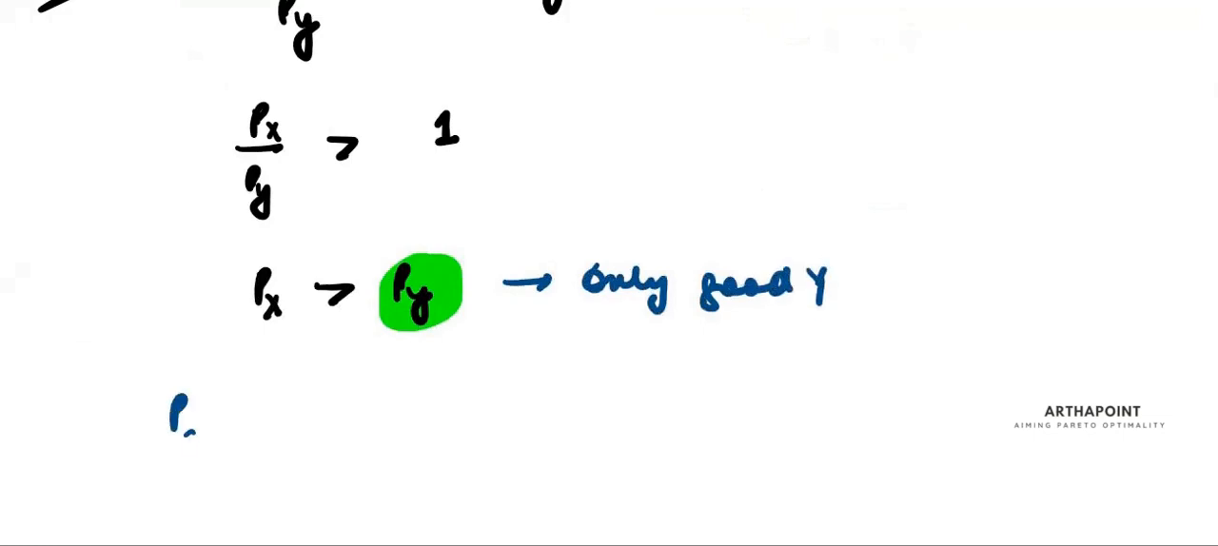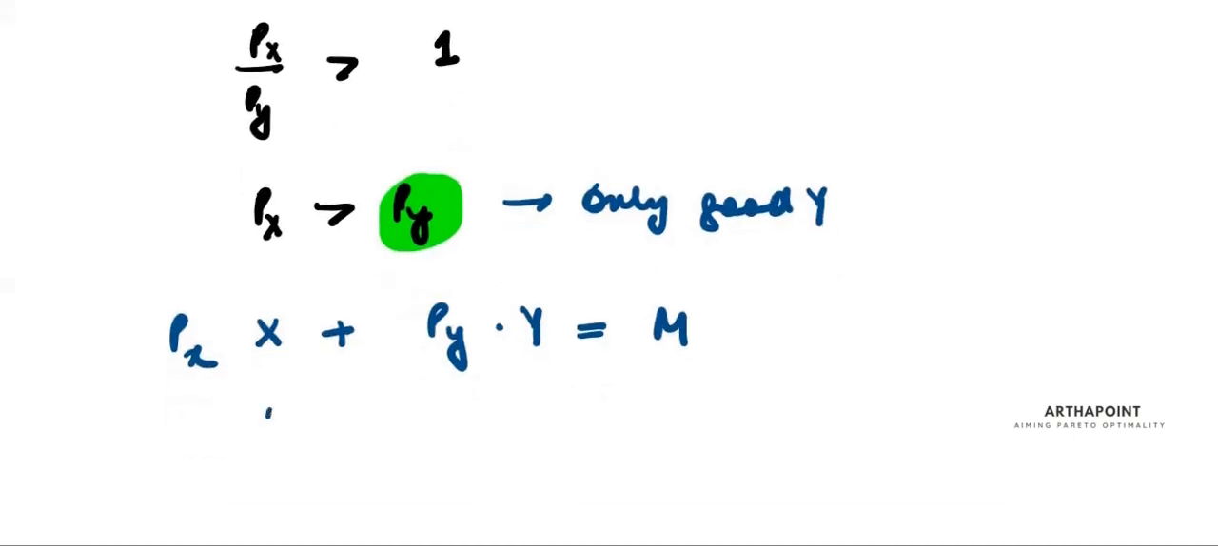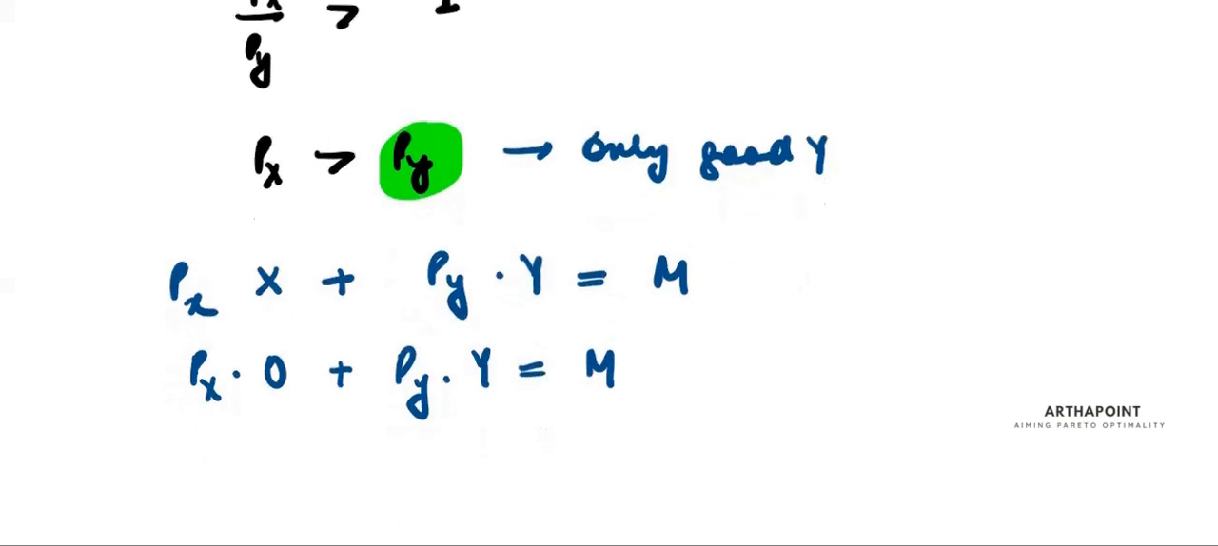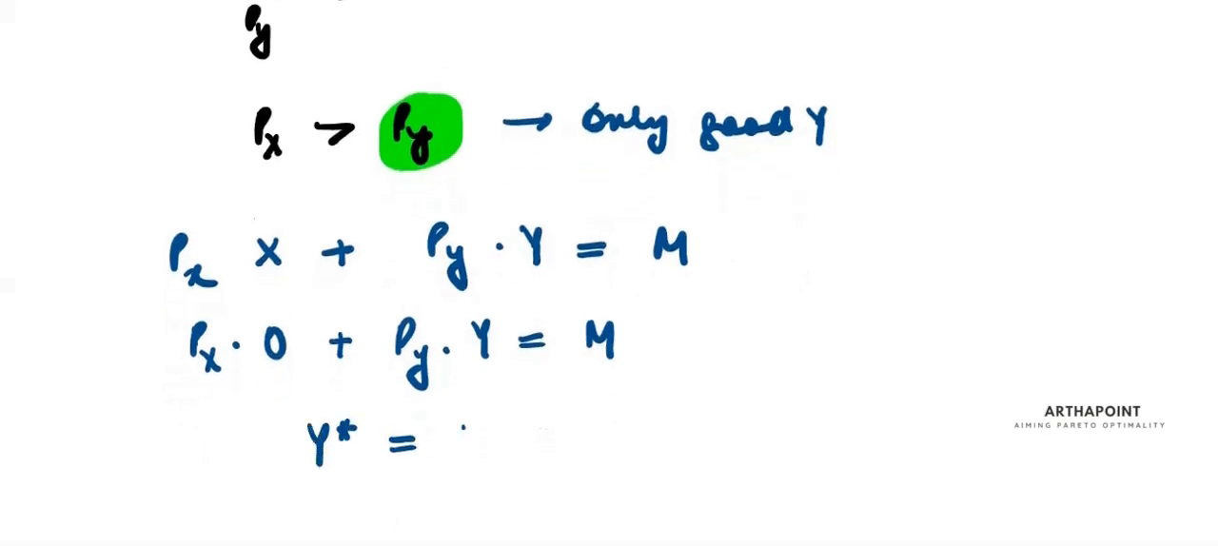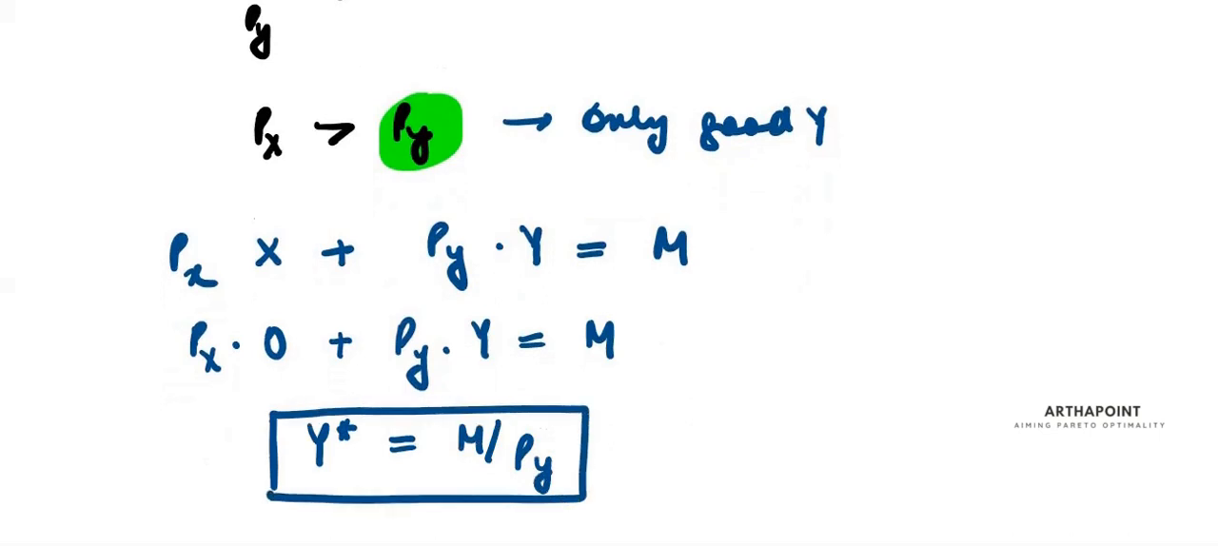So in this case, if I go back to my budget line, which is Px into X plus Py into Y is equal to M, instead of X, I will write 0 plus Py into Y is equal to M, and I will get Y star is equal to M by Py. And I will get X star is equal to 0. You should try and analyze the same thing diagrammatically also.